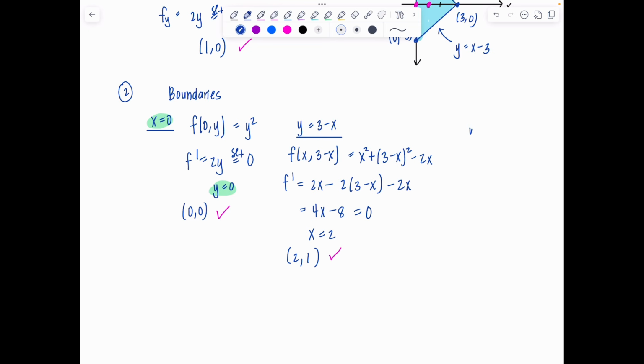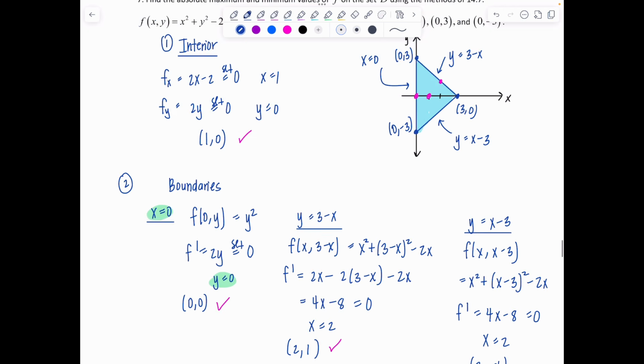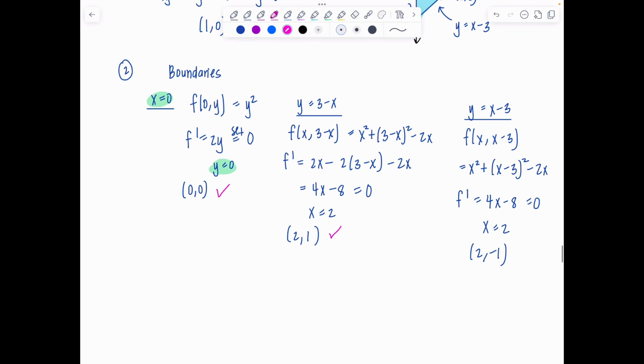And then lastly, you have y equals x minus 3. So same process, you figure out f of x, x minus 3. It's x squared plus x minus 3 squared minus 2x. f prime ends up being 4x minus 8. You set it to 0. And you're going to get x is 2, so the point is 2, negative 1. And sure enough, yeah, that's right there. So they all stay. They all stay.